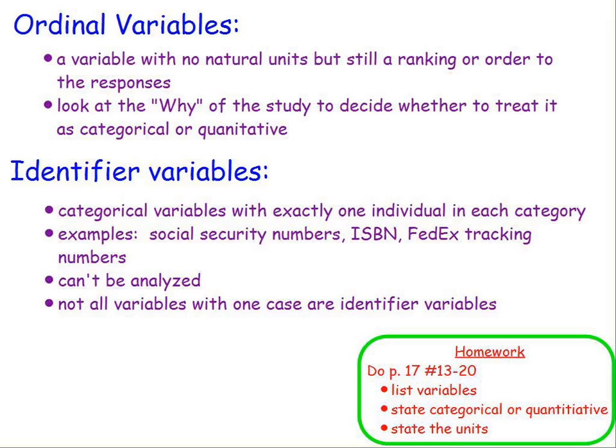An ISBN, those are identifier variables specifically for books. FedEx tracking numbers, if you send a package via FedEx, there's going to be a tracking number associated with it. Those are also individual to that package. These kind of variables, you can't analyze them. You can't take the mean or the median of these data. Usually they are numbers, but you can't analyze them. And not all variables with one case are necessarily identifier variables. Keep in mind, they have to identify an individual or some sort of object.